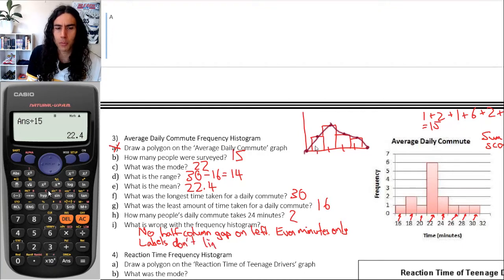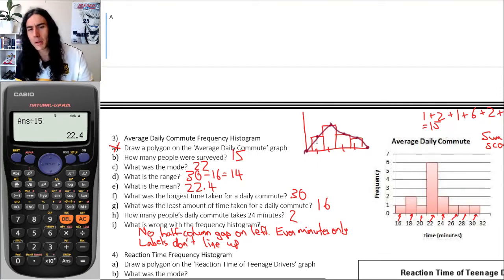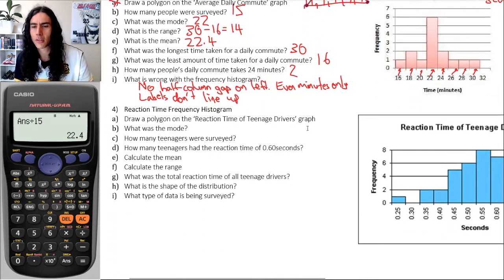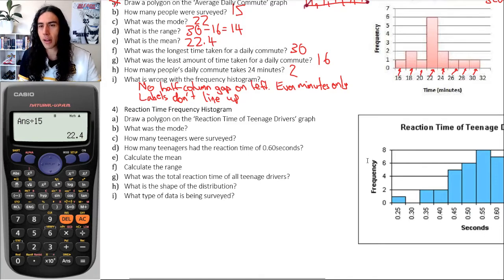I'm just going to do one more of these. This is just a warm-up. All right, let's hope this graph... Oh, look, they've done it again. They don't have the gap again. Silly. So silly.